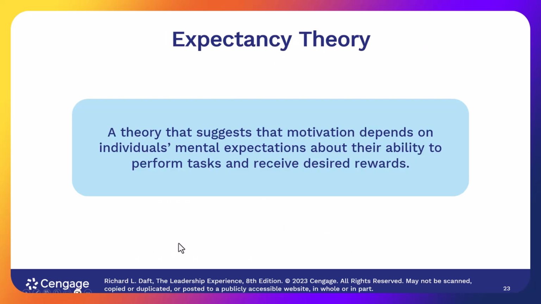Expectancy: a theory that suggests that motivation depends on individuals' mental expectations about their ability to perform tasks and receive desired rewards. So it's like what they think based on what I should be able to do. Individuals' mental expectations about their ability to perform tasks and the desired rewards. So based upon what I do, I expect to get a certain type of outcome or reward for this.